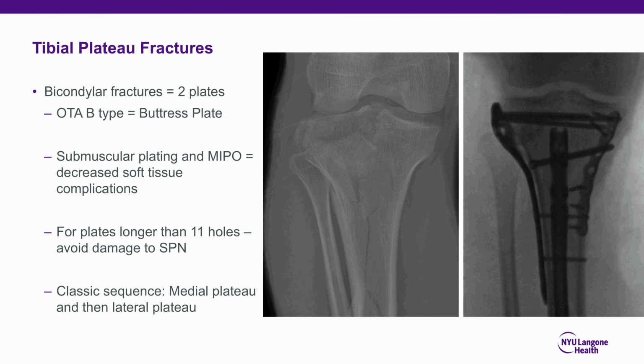It is important to avoid soft tissue stripping and to use minimally invasive techniques if possible. When performing submuscular plating on the lateral side for longer plates greater than 11 holes, the superficial peroneal nerve can get damaged, so an open approach to this area should be taken to avoid damage to the nerve. The classic sequence for this is to fix the lateral plateau and then to build a medial plateau and then build a lateral plateau back up to it.